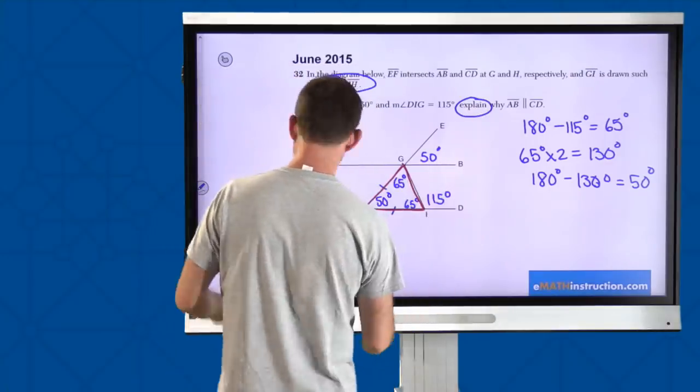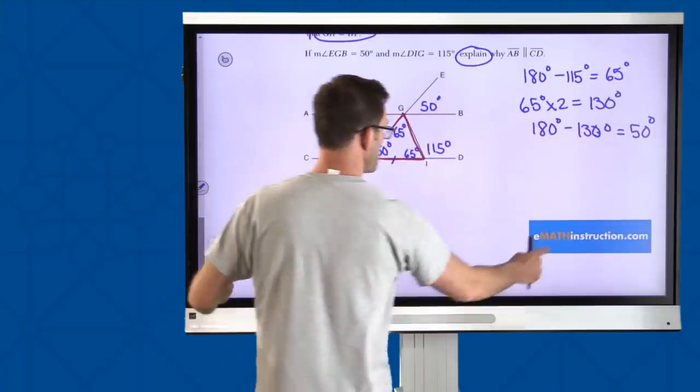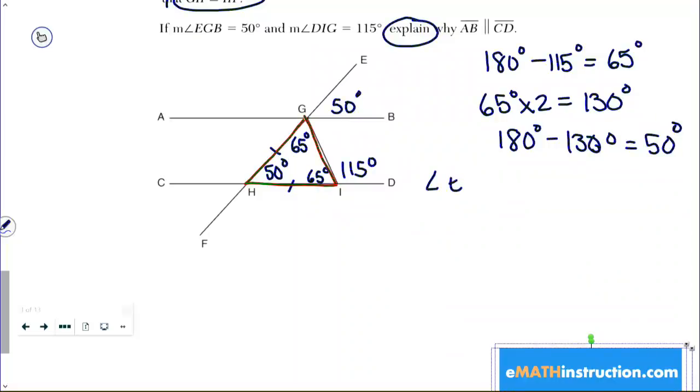So we've got to do a little explaining. Let's do a little bit of explaining. Give ourselves a little more room. I'm going to say angle EGB and angle GHI are corresponding.